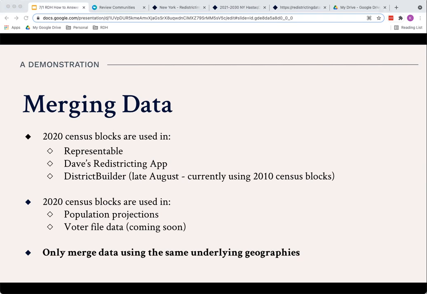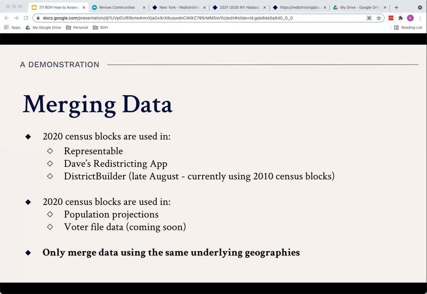Representable defaults to mapping in block groups, but you can change it to blocks. So when we have the voter file data available, you will also be able to use that. As you can see, Dave's redistricting app also currently uses 2020 census blocks. At the moment, District Builder uses 2010 geographies. So they do plan to update it to 2020 geographies sometime in late August when the legacy format data is released. But that means for the moment, if you are using District Builder, you could also use our ACS and CVAP data to merge with a map made in District Builder.